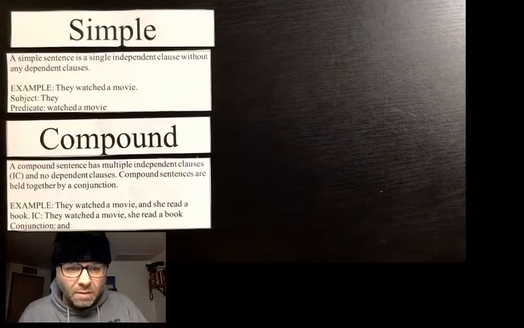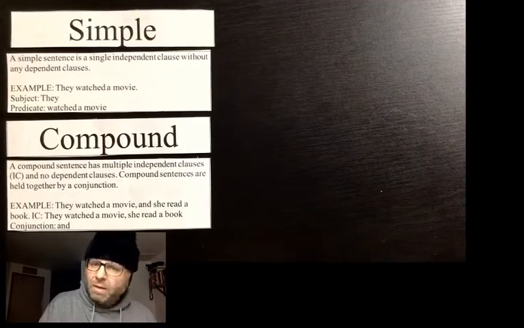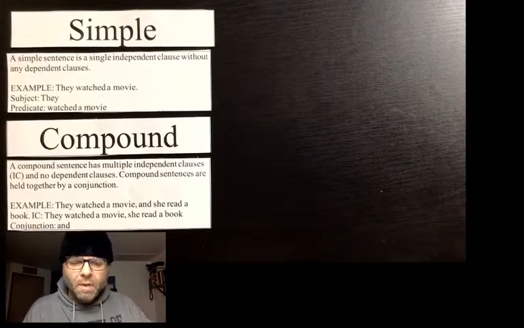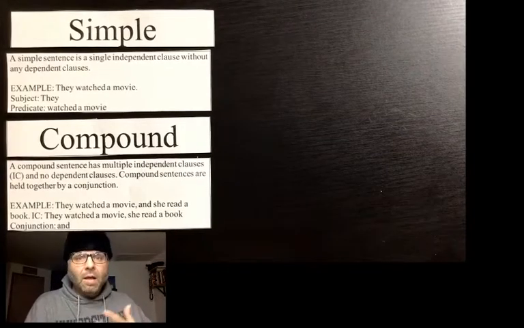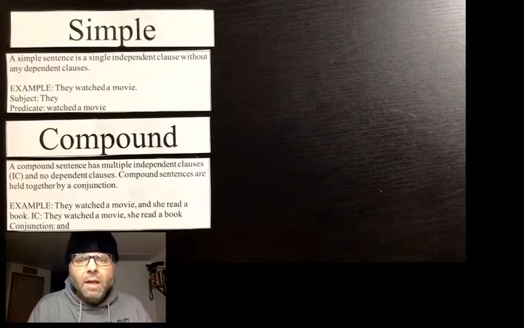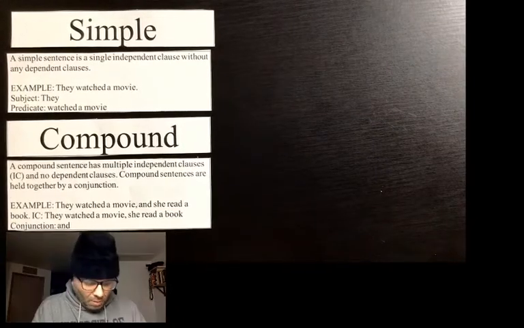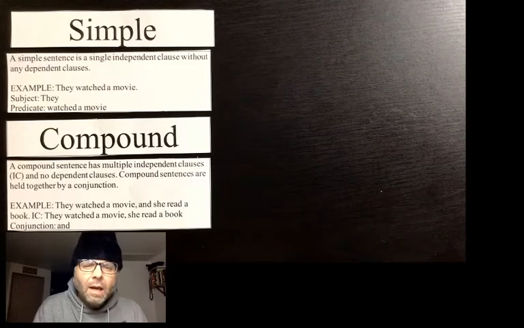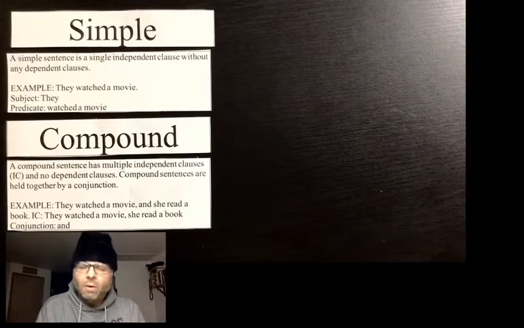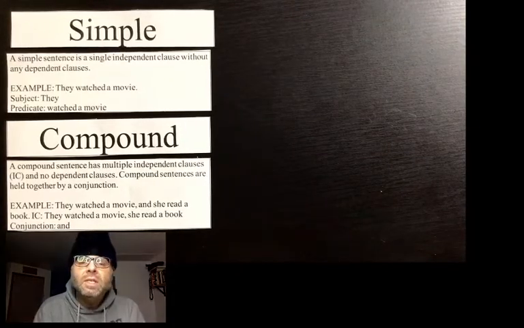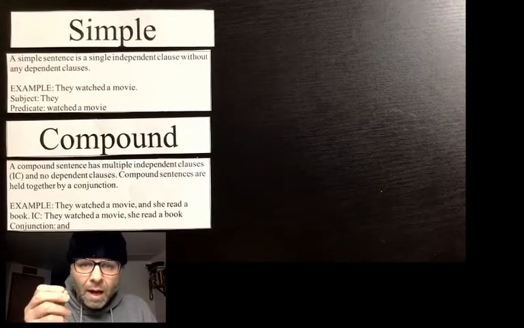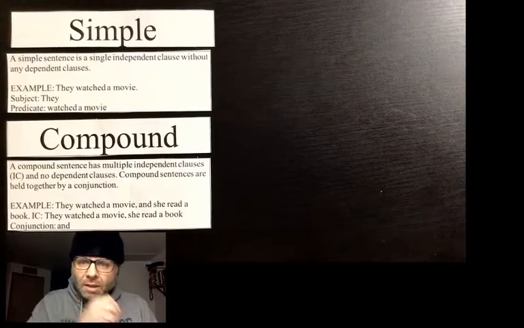Let's look at our sentence. They watched a movie, and she read a book. Now we see there are 2 independent clauses. They watched a movie, she read a book. Look closely and see how the 2 independent clauses were put together by a comma and a conjunction. So a compound sentence is 2 simple independent sentences held together by a comma and a conjunction.